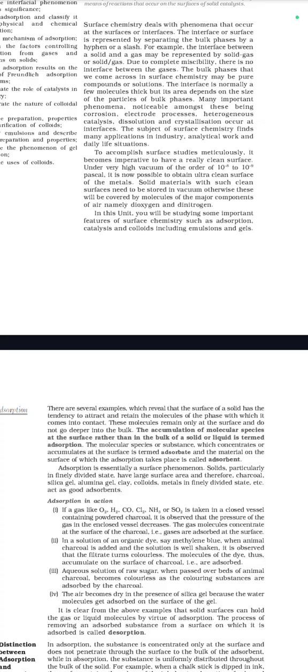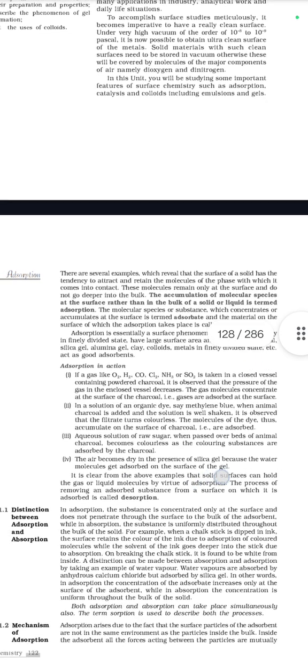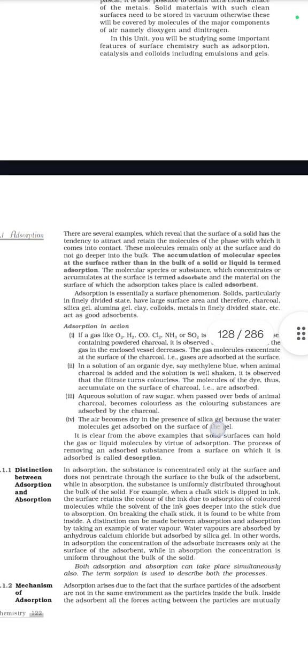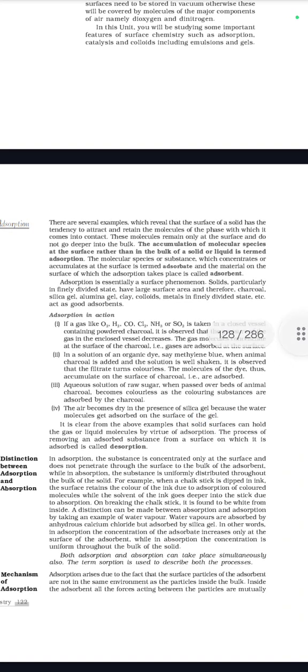In this unit, you will be studying some important features of surface chemistry such as adsorption, catalysis and colloids, including emulsions and gels. Adsorption. There are several examples which reveal that the surface of a solid has the tendency to attract and retain the molecules of a phase with which it comes into contact. These molecules remain only at the surface and do not go into the bulk.